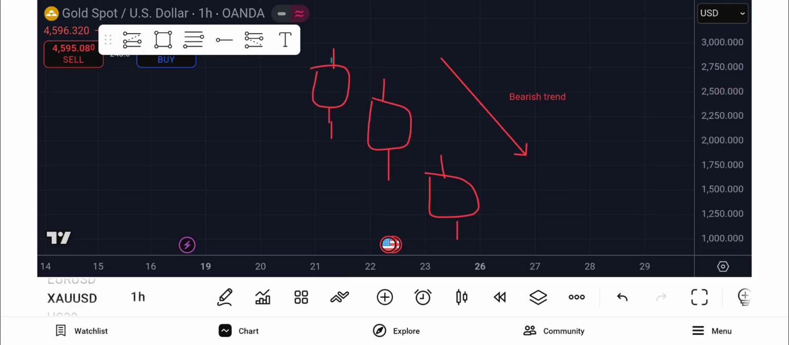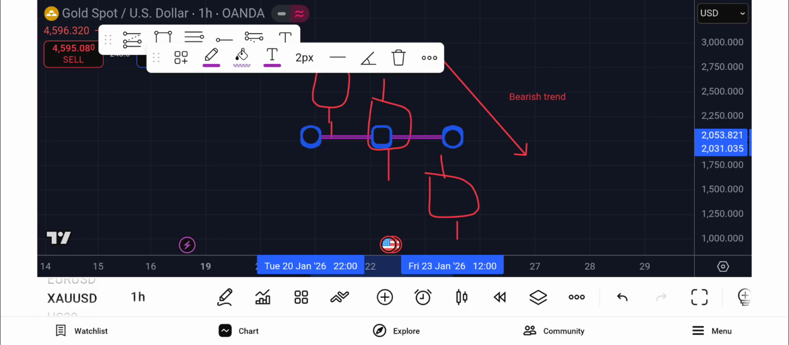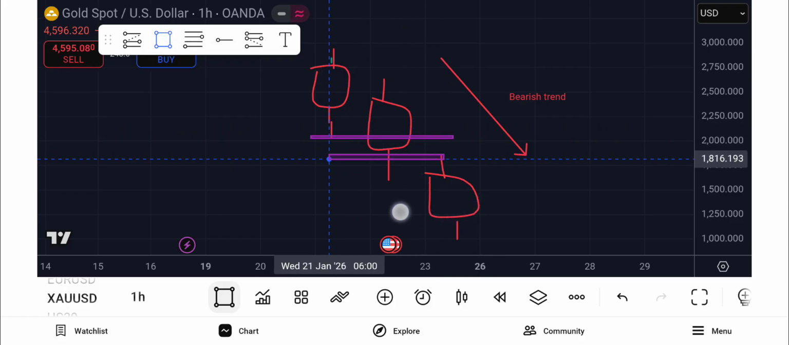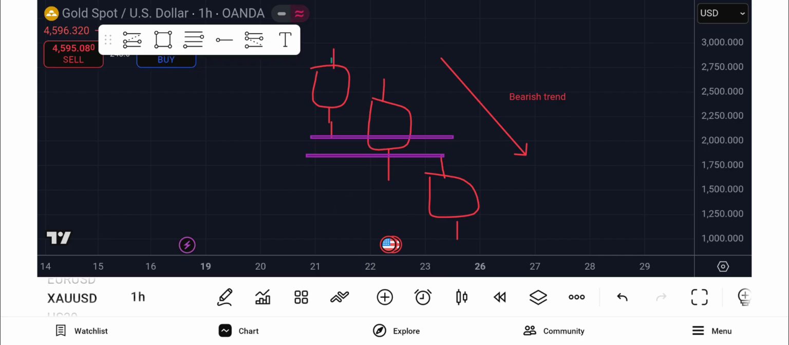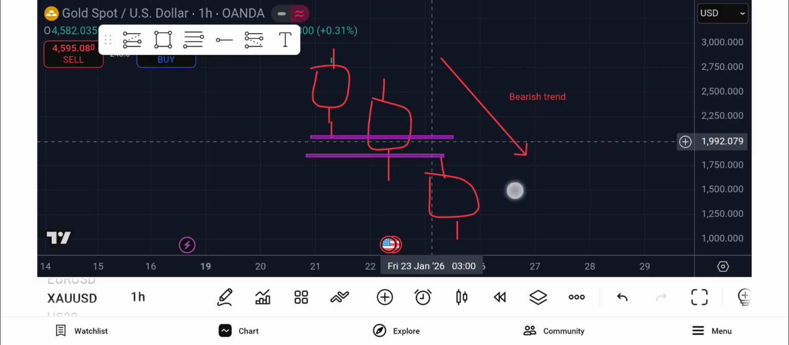Where would the fair value gap be? You guessed it, from the first candle. This is the third candle, right? Notice how this one and this one never touched. So this will be considered a fair value gap because it's going downhill.